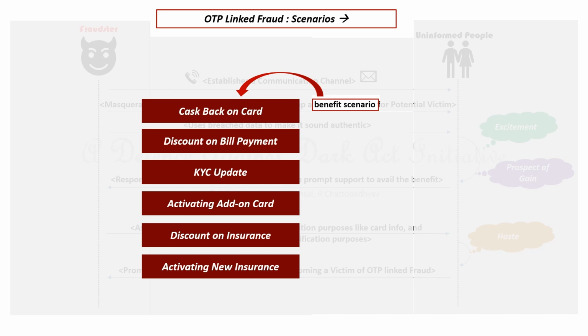Like, for example, cashback on card or discount on bill payment, some new feature on the card which is provided at a very discounted price point. It could be activating an add-on card. It could be a discount on insurance. It could be activating new insurance. Any of these benefit scenarios or some completely different sort of benefit scenarios could be used as a method to lure the potential victim into this situation.